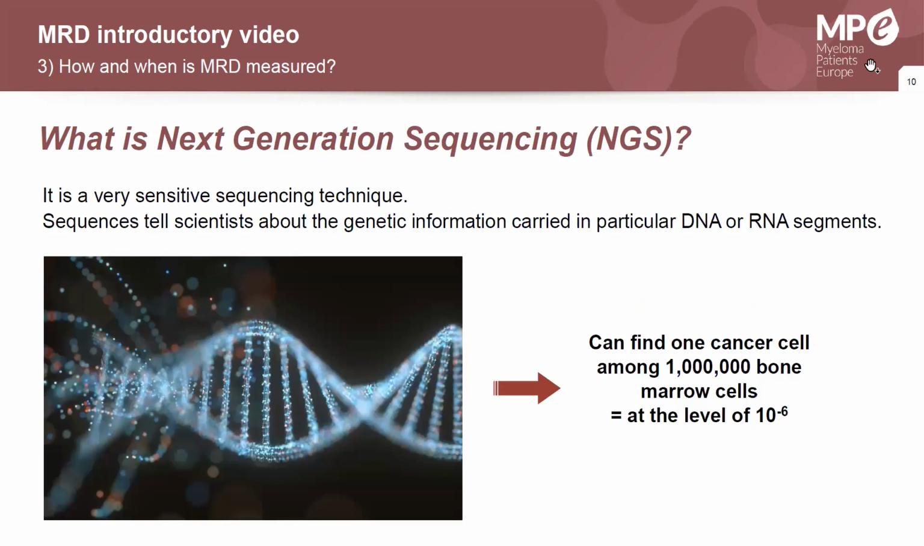And next-generation sequencing is a very sensitive sequencing technique. Sequences tell scientists about the genetic information carried in particular DNA or RNA segments. It can pick up mutations and genetic abnormalities associated with myeloma from a bone marrow sample. Numbers and types of abnormal cells can be detected and compared to baseline before treatment, for example. And this approach offers the potential for increased sensitivity. It can detect one cancer cell in 1 million cells.